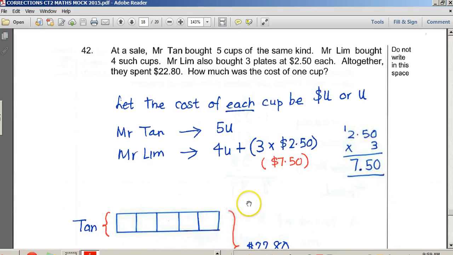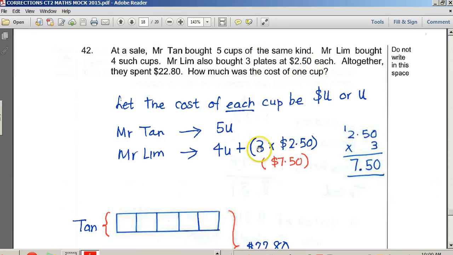Now at a sale, Mr. Tan bought 5 cups of the same kind. 5 cups of the same kind means the cups look about the same, the same type, right? And Mr. Lin, another person, bought 4. So you have 5, you have 4. However, Mr. Lin also bought 3 plates, so you have to calculate 3 plates at 250. You can see 3 plates at 250.